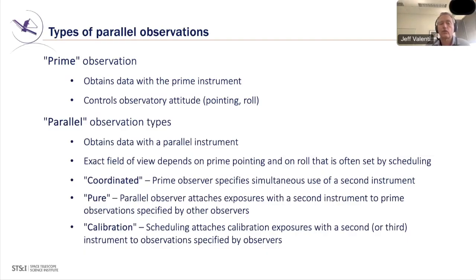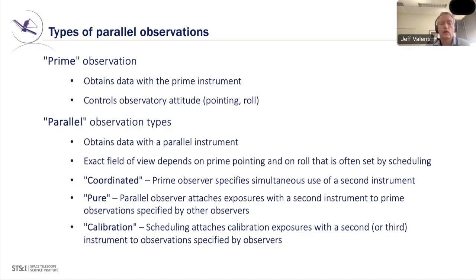There are a few different types of parallel observations where one way or another we obtain data with a different instrument, a parallel instrument. The exact field of view depends on where the prime is pointing and on the roll angle of the observatory. And sometimes observers specify the roll if they need it for their science, but otherwise we let the schedulers determine the roll to help balance angular momentum torques on the observatory.